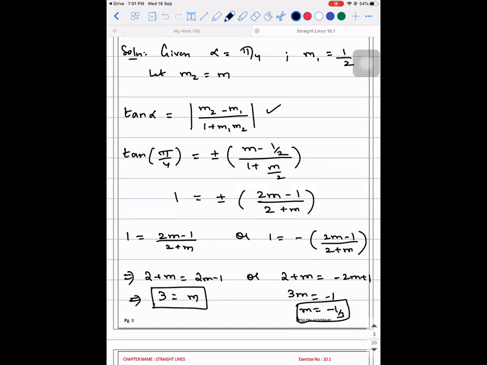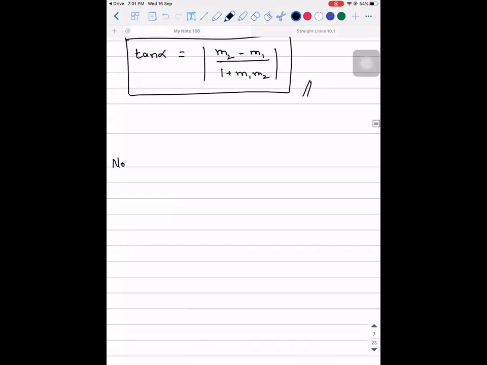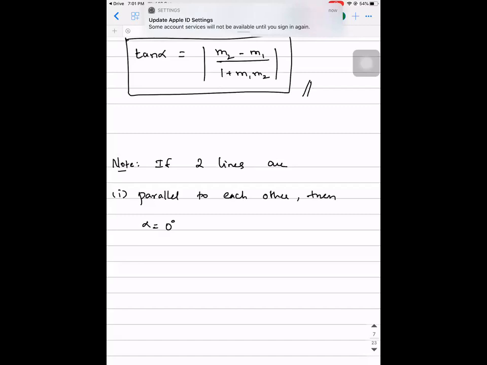Shall we go to the next problem? So before we go to the next problem, one more important point I would like to mention. Write a note. If two lines are parallel to each other, then what is the value of alpha? It is 0 degrees.